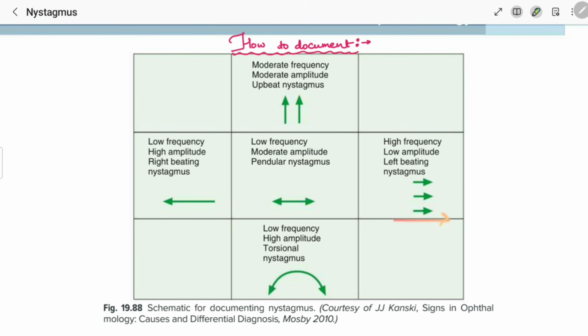The length of the arrow will show us the amplitude: low amplitude will have a shorter arrow and high amplitude will have a longer arrow. And the number of arrows will tell us the frequency. This is low frequency, one arrow, moderate frequency, two arrows, and high frequency has three arrows. And this is something new. This is torsional nystagmus, which is showing a different category of arrow.